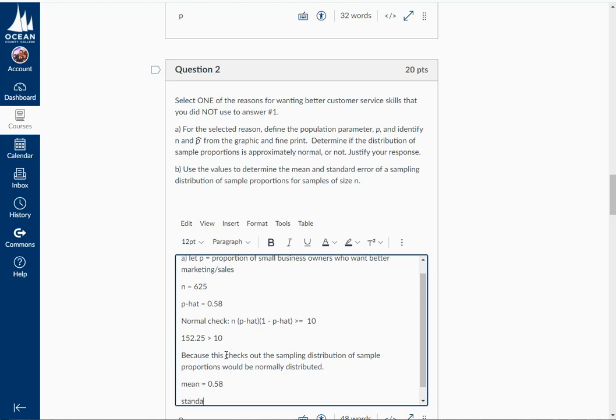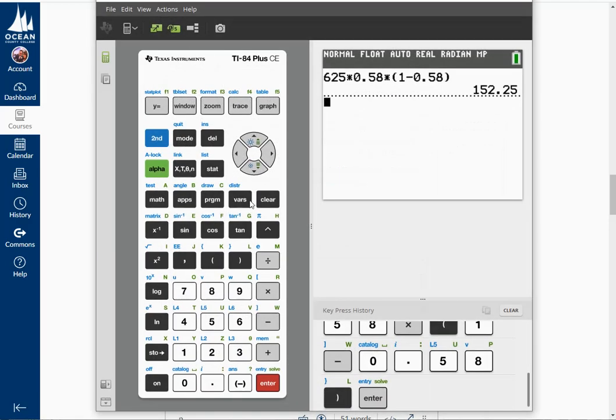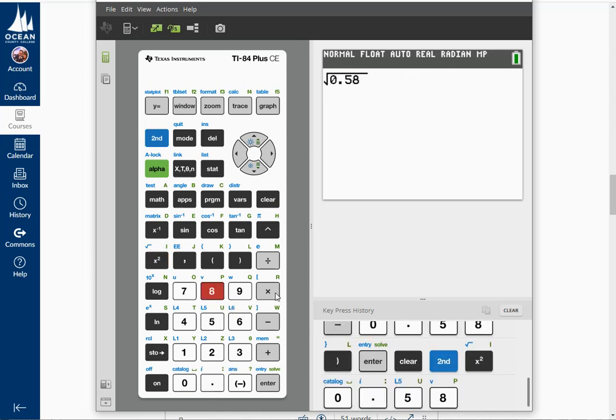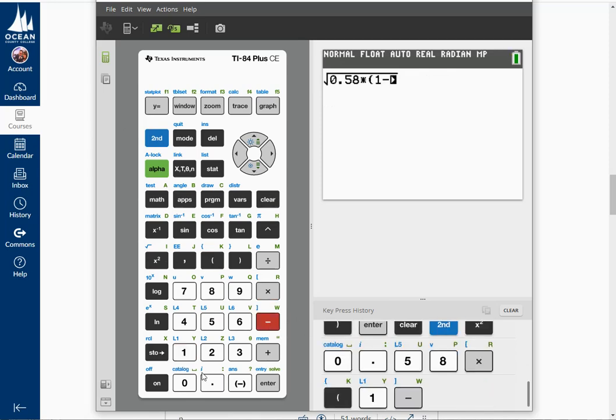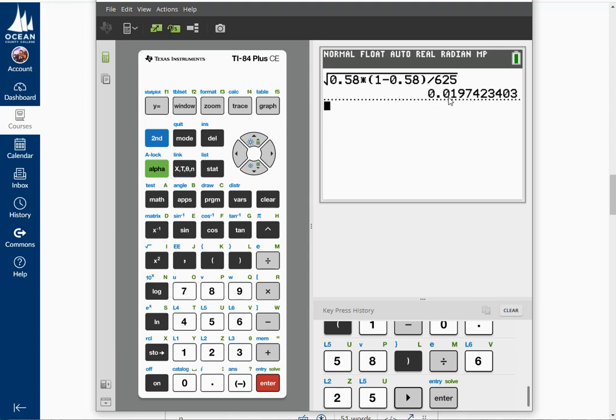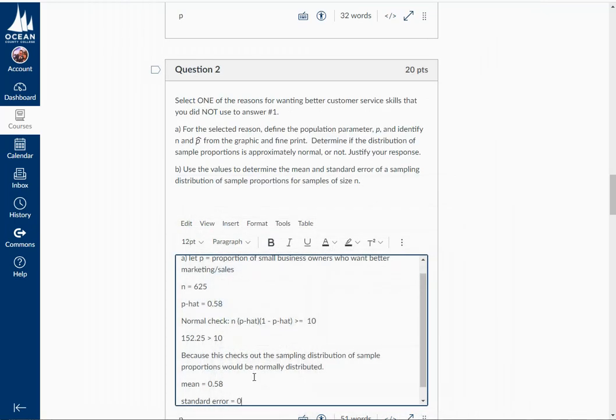And the standard error, so there's a formula for that. It's the square root of P hat, which is 0.58, times 1 minus P hat, all divided by N, so divided by 625. And you see this is 0.0197. Okay, great.